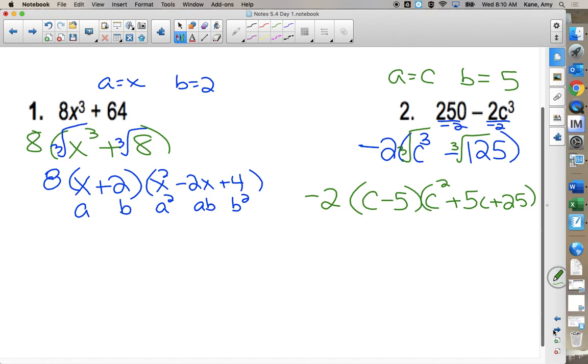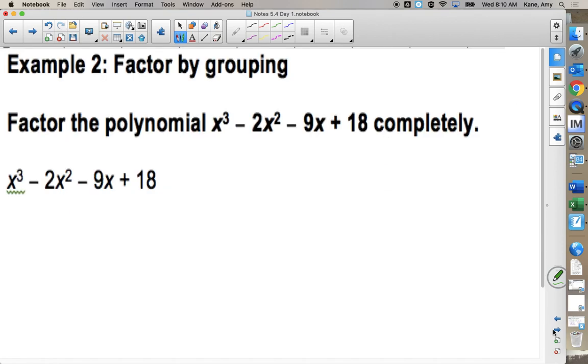So there are a few other factoring problems. Because not only will we have factoring with these patterns, but we're also going to have other types of factoring. And the directions will say to factor the polynomial completely. So here we have x cubed. So again, looking at that larger power, no longer just x squared. We have a negative 2x squared, a minus 9x, and then a plus 18. And it says to factor by grouping.